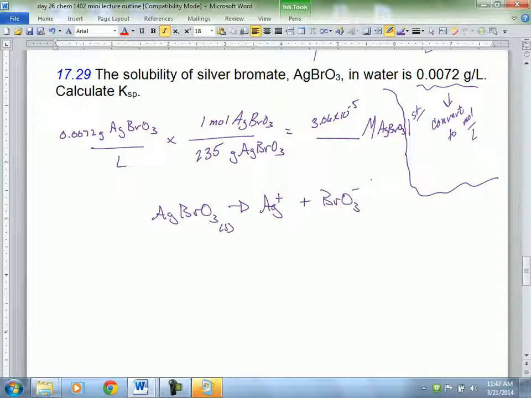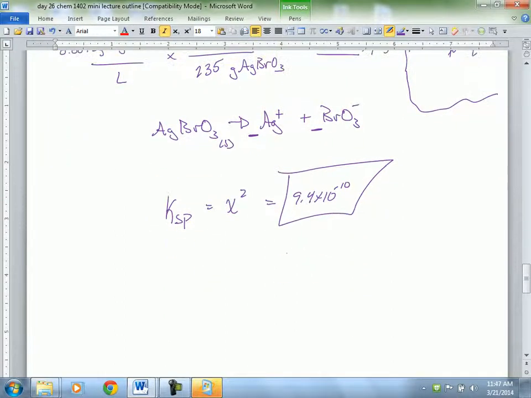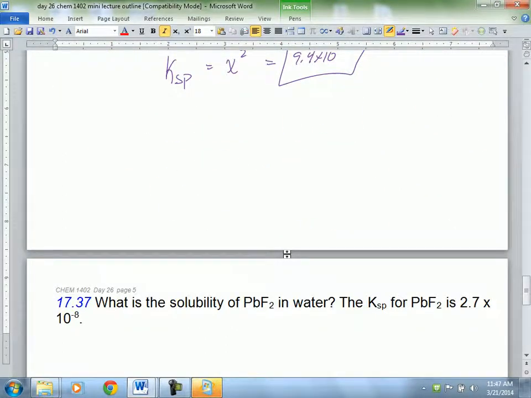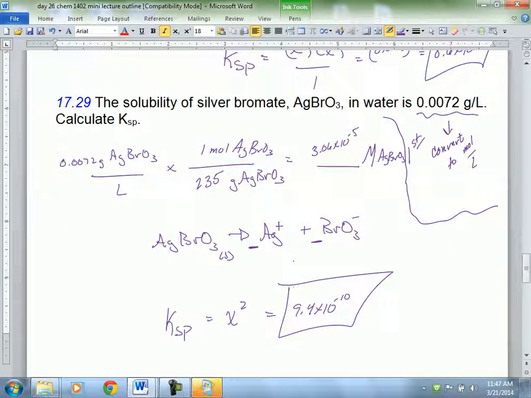Notice how it's a 1-to-1 reaction again. The cation and anion are 1-to-1. So Ksp is just going to be X squared again. All right? Oh, it's just like Ksp will just be X squared again because it's 1-to-1. About 9.4 times 10 to the negative 10. So if you got it, go on to the next question, 37.